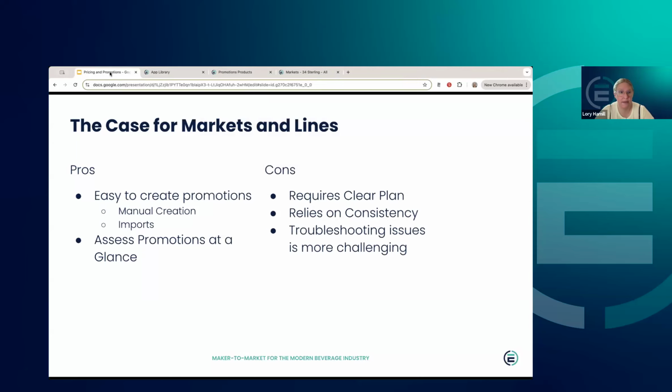The pros for markets are that we can flat file create promotions, manual creation, uses imports, whatever you need, in a snap. You saw how quickly that came together for me. We can assess those promotions at a glance. So I'm looking at it, can troubleshoot on the fly. I know exactly what's in there and I don't require subtables.